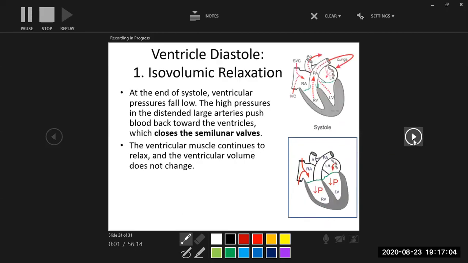Then the ventricles start to diastole, and that period takes about 0.2 seconds. The ventricles start to relax, and when they relax, the blood pressure decreases. When the ventricular pressure is lower than the artery pressure, this valve will be pushed back and closed. So in ventricular diastole, the first thing we see is the pressure decrease while all these valves are closed. Because all these valves are closed, the size of the ventricle won't change. So we have this isovolumetric relaxation.